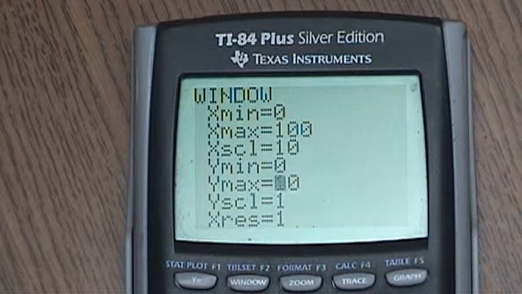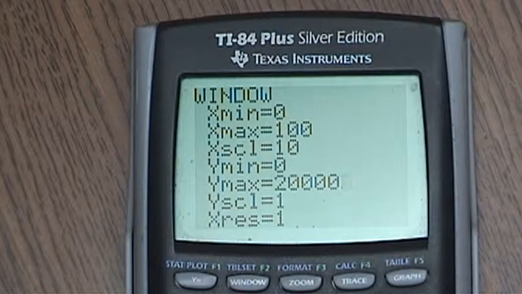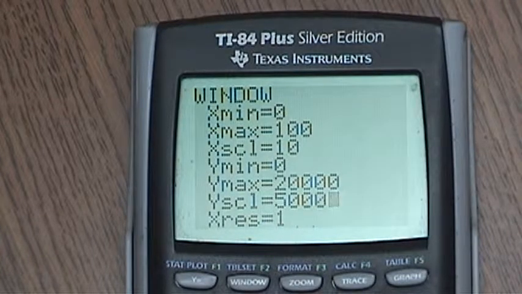The largest y value: in order to figure out what's reasonable, we need to know how big the revenue function gets. I tried a few different things, and it looks like if we make the y max 20,000, meaning $20,000 of revenue, then that'll give us the revenue function. But I don't want a tick mark for every unit, because my y-axis would have 20,000 tick marks on it. So I'm going to change the y scale to 5,000, which gives me a tick mark every 5,000 units.